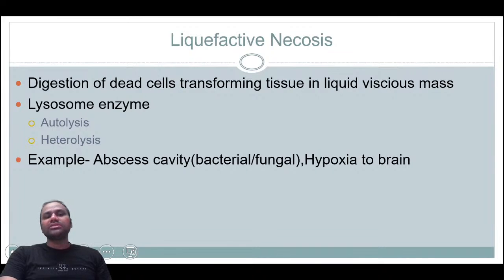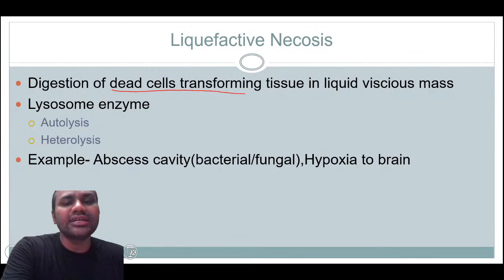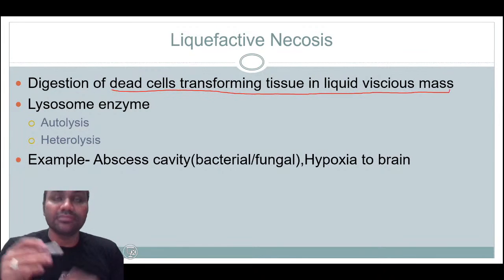So the next type of necrosis is liquefactive necrosis. Liquefactive necrosis has digestion of dead cells, transforming the tissue into a liquid or viscous mass.